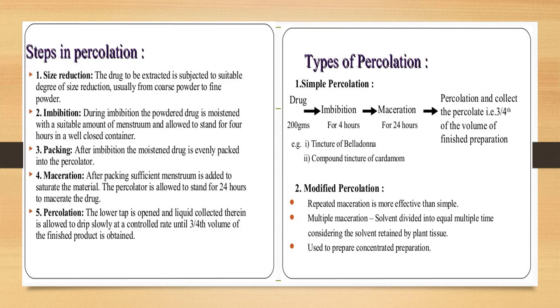Second method is modified percolation. In this method, repeated maceration is used. In multiple maceration, the solvent is divided into equal portions, considering the solvent retained by the plant tissue. This method is used to prepare concentrated preparations.